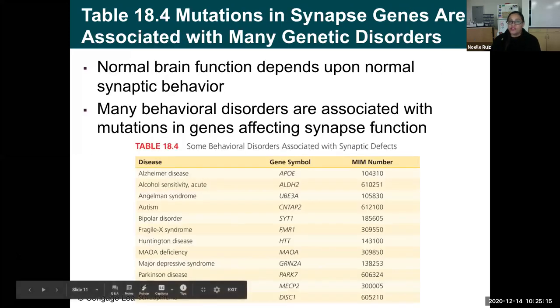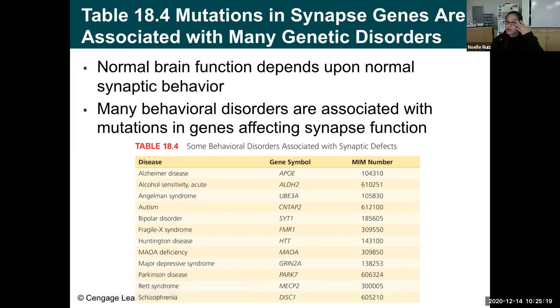Normal brain function depends on normal synaptic behavior. Like I said, those GIFs that we were looking at earlier, that is normal synaptic behavior. That is the way your nervous system is supposed to work all the time.